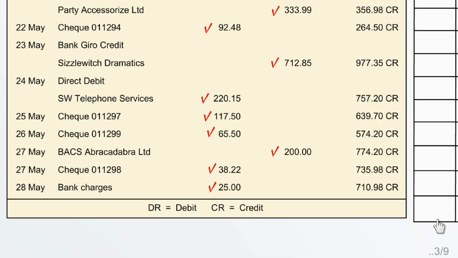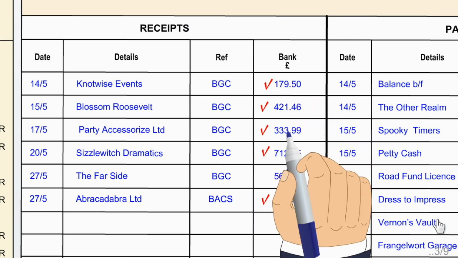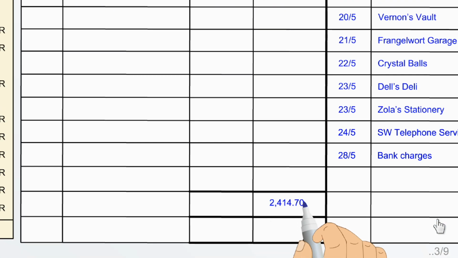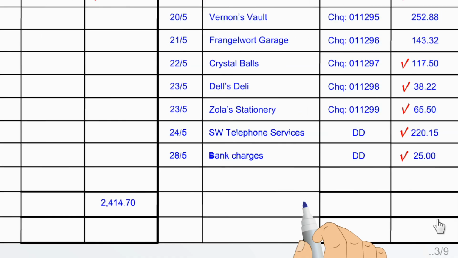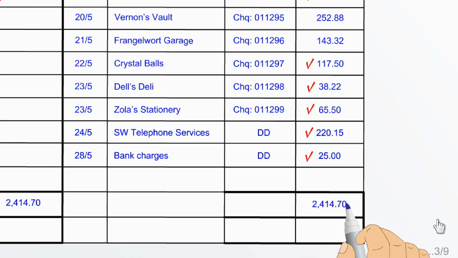We then need to balance off the cash book. To do this, we need to identify which side of the cash book is the greatest in terms of monetary value, the receipt side in this instance, indicating that we have money in the bank. We total up the receipt side, and the figure we arrive at is immediately recorded as a total in both the receipts and payment side.